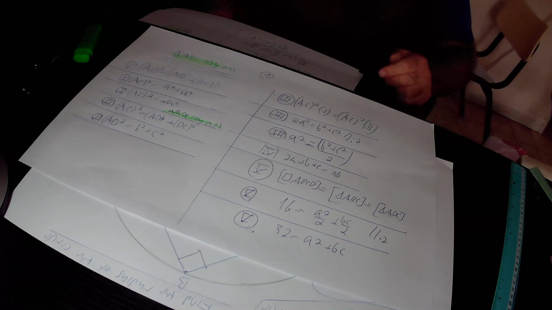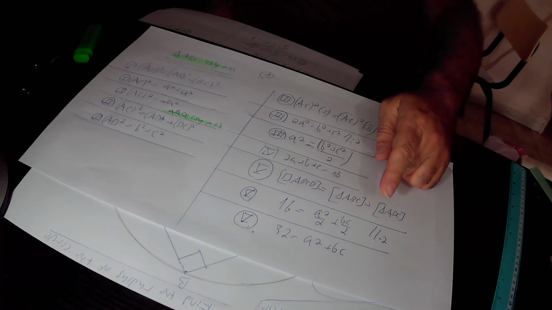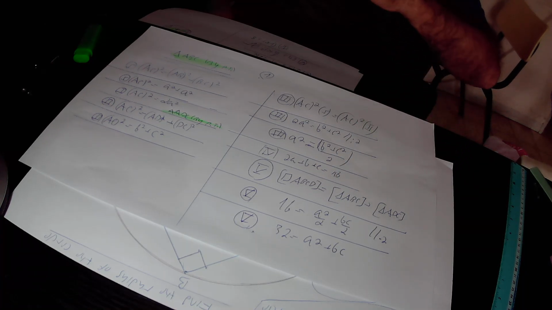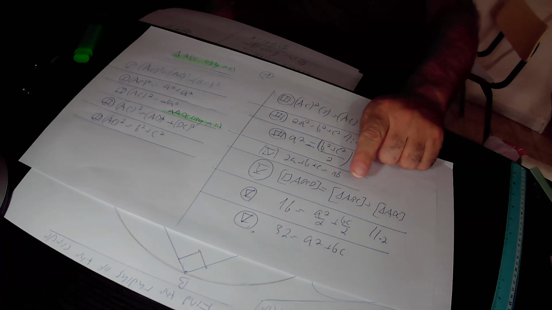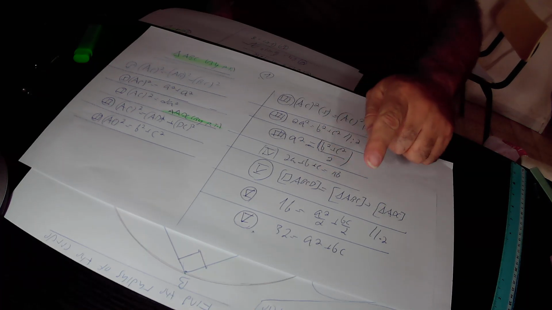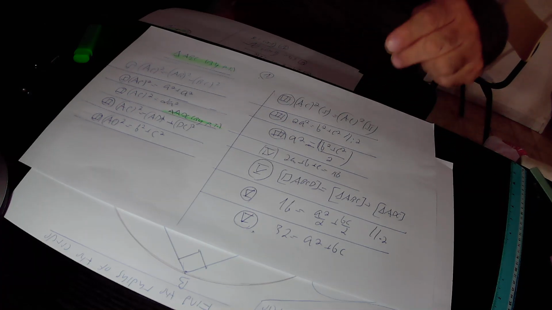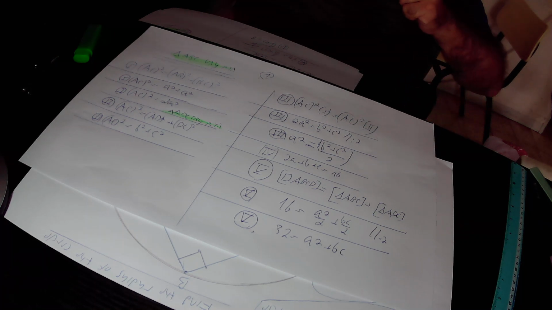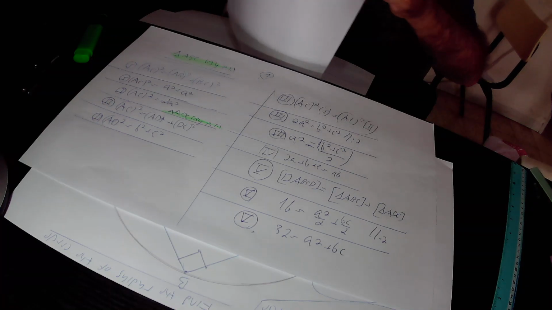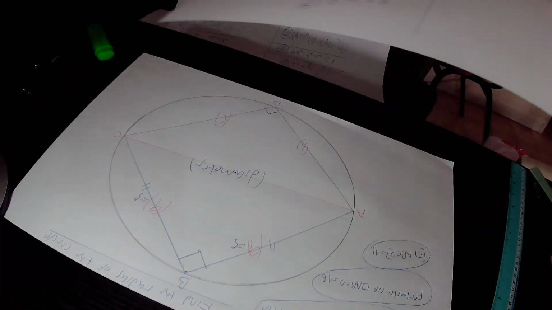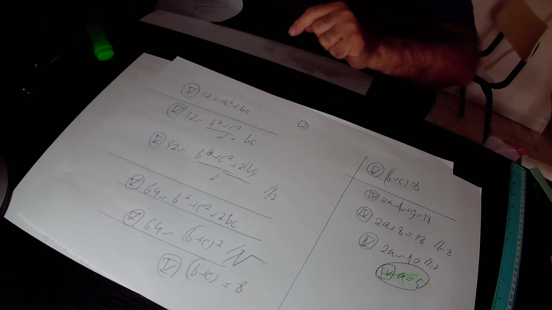So in total, we found out that according to equation 5, 16 equals A squared over 2 plus BC over 2. Here we multiply equation 5 by 2, and 16 times 2 is 32, so 32 equals A squared plus BC. Again, according to equation 5, 32 equals A squared plus BC.